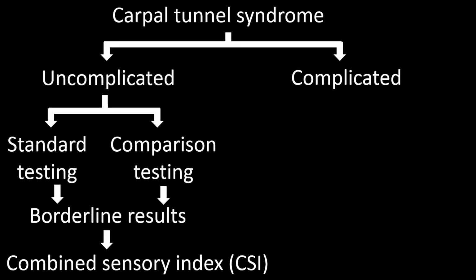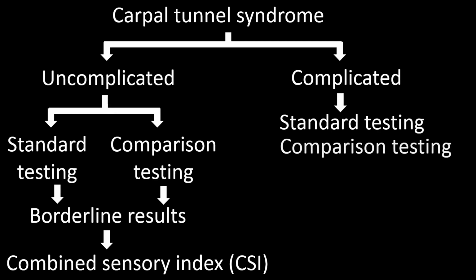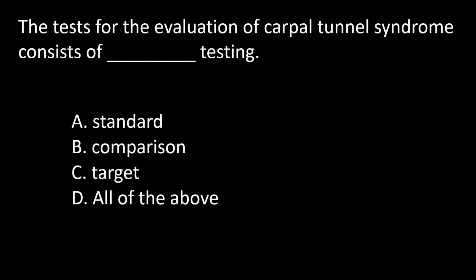When carpal tunnel syndrome is complicated, implying when other diseases are clinically suspected in addition or as an alternative diagnosis for the patient's symptoms, standard testing, comparison testing, and targeted testing tailored to the disease being considered are often required. So the answer to this question is D.